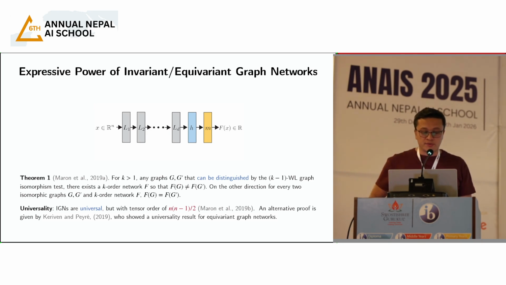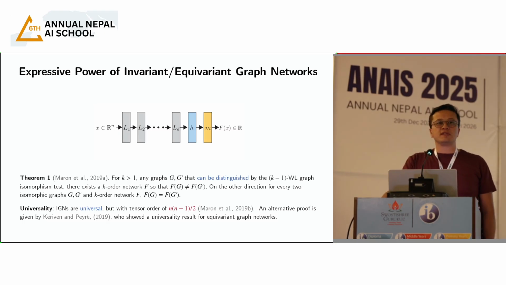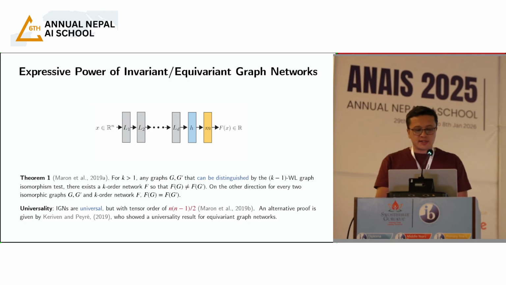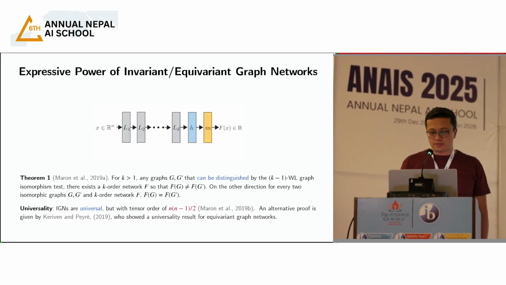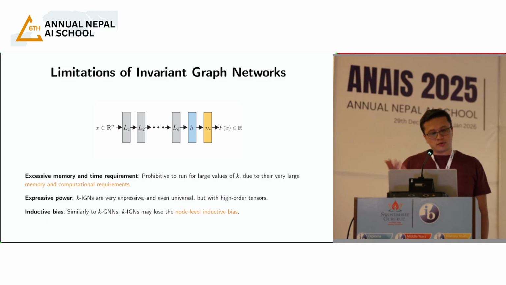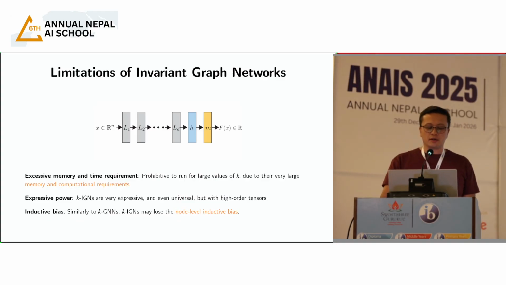There are alternative proofs of this universality result. But yeah, this is just to say that if you want to match this k-WL expressive power, you can also do this without relying on a message passing algorithm, but instead relying on k-order tensors. The advantages and disadvantages depend on the context. Good. The limitations are kind of similar. Scalability and excessive memory requirement are the limitations of this approach.